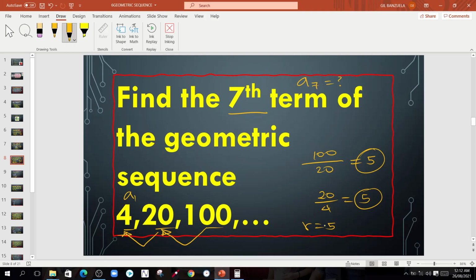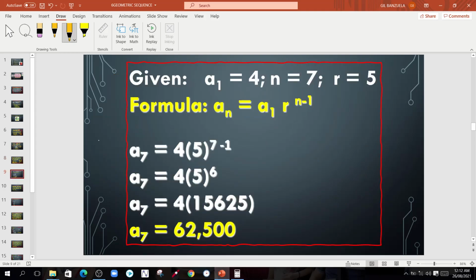Okay? So we're going to use this information to solve the problem. So let's proceed. So again, we're going to start by getting all the given. So from the problem, we've got the first term. So the first term is given. So yung first term natin, guys, is 4. And we are looking for the 7th term. So therefore, yung n natin 7, no, guys? And of course, yung r natin 5. Na i-explain na natin, no? Kung bakit yung r natin or common ratio natin ay 5.